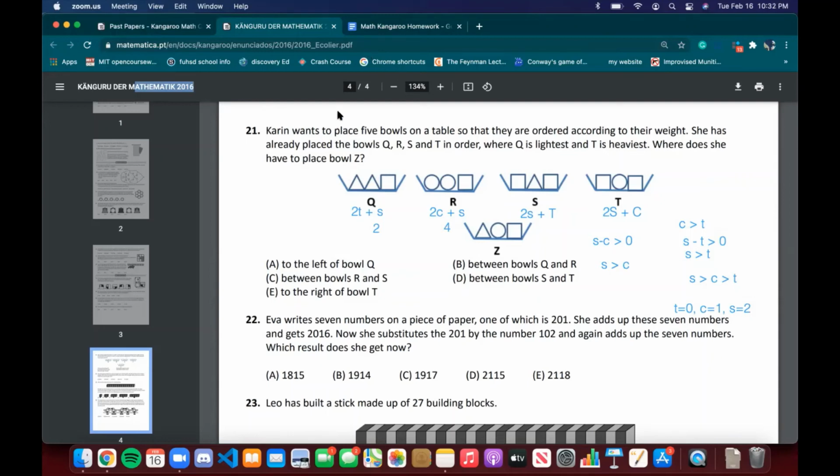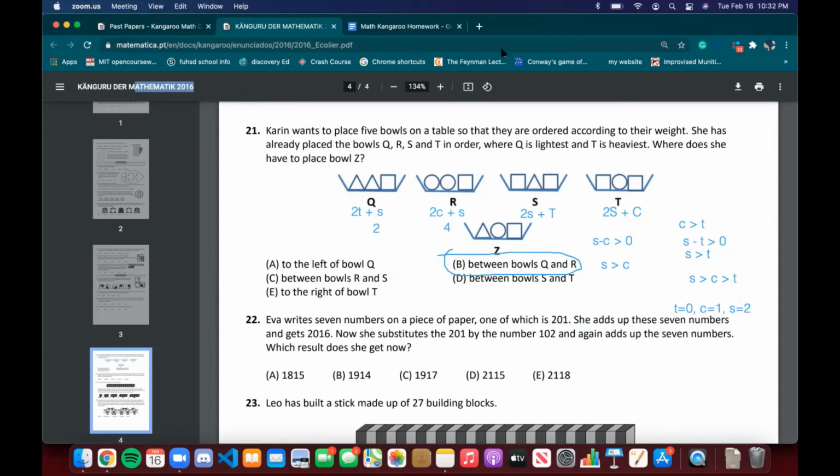Oh, did you raise your hand? Do you have a question? Could we say what we think the answer is? Sure. I think that the answer is between both Q and R. Okay, so you got B. Does anyone else want to share what they got for the answer? If not, I'll just continue.